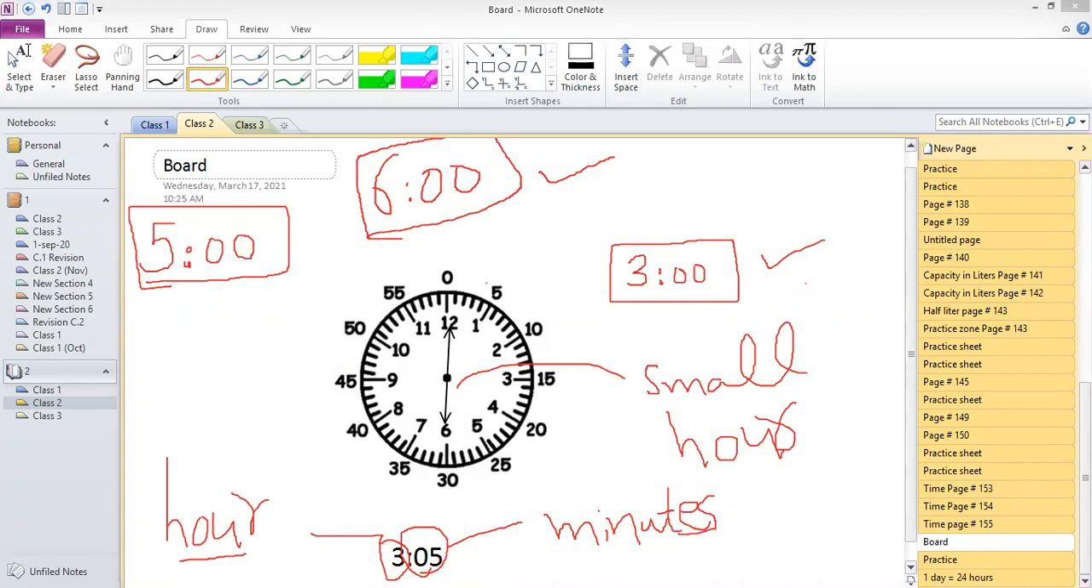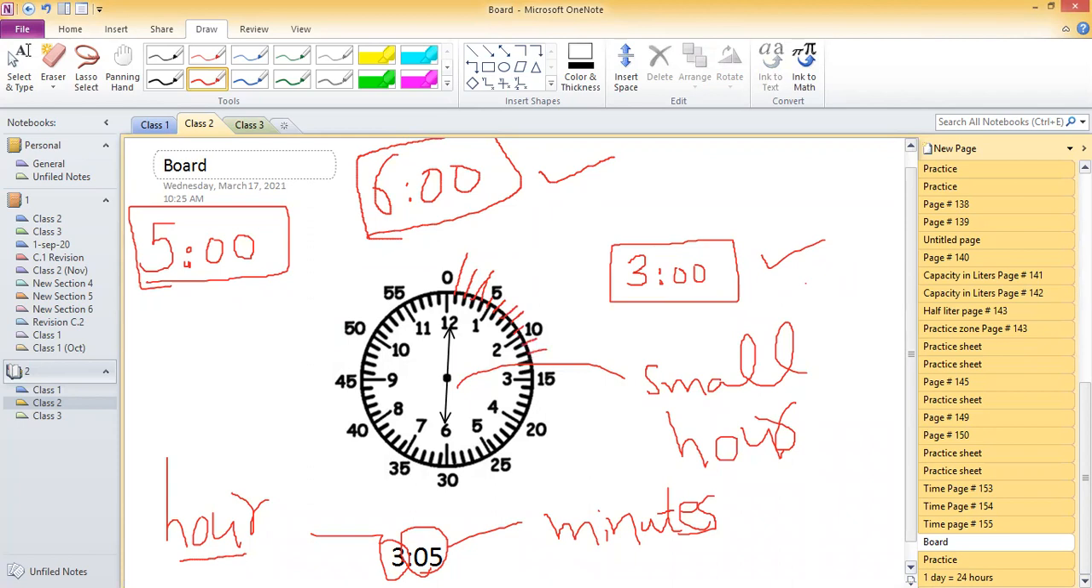All right, guys. So we discussed one more thing, that as you can see, this long hand is at 12. That means 0 minutes have passed. You will not say 12 minutes have passed. For the hour, you will check the numbers 1, 2, 3, 4, 5, 6. But for the minutes, you will not check the number. Each interval, each line, is representing 1 minute. This is 0, 1, 2, 3, 4, and this is 5, 6, 7, 8, 9, 10.